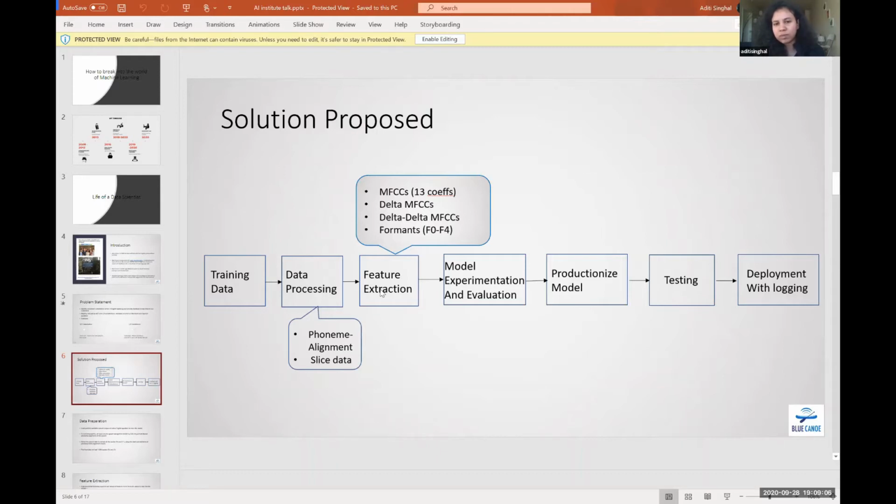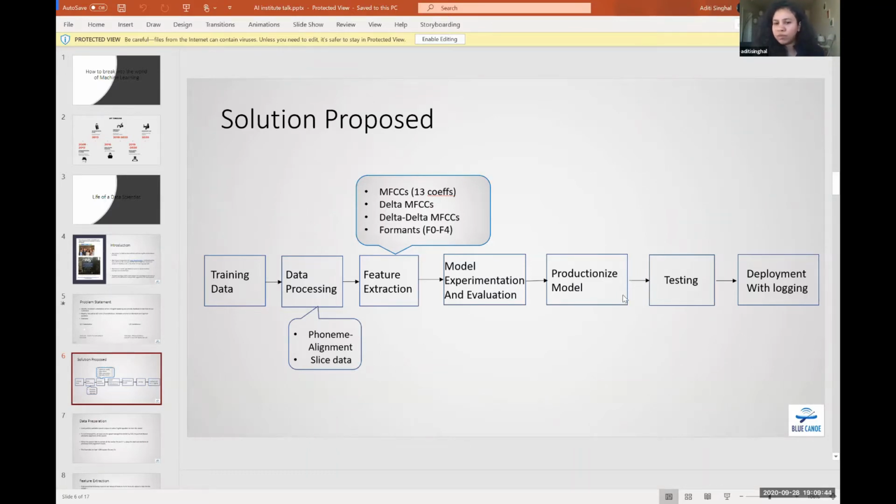In the world of speech, we have some very important features like MFCCs, delta MFCCs, delta-delta MFCCs, and formants. I'm going to explain these features in the next slide, but for now, you can assume these are the feature set that we had. Once we had the features and our labels, which were B or V, whether the user spoke B or V, we trained our model with these features. I'll talk about the models and how we evaluated them in detail later.